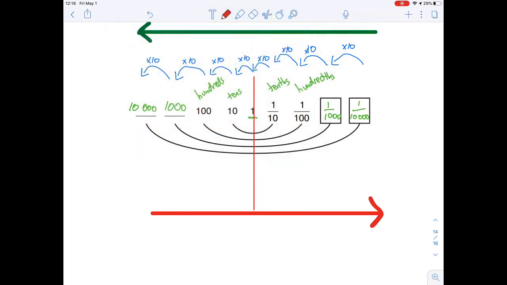Now, when you're going to the right, the opposite is true. You're dividing by 10. So 10,000 divided by 10 is 1,000. 1,000 divided by 10 is 100. 100 divided by 10 is 10. 10 divided by 10 is 1. 1 divided by 10 is a tenth. A tenth divided by 10 is a 100th, and so on. So this pattern continues.